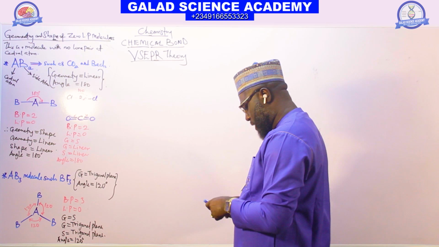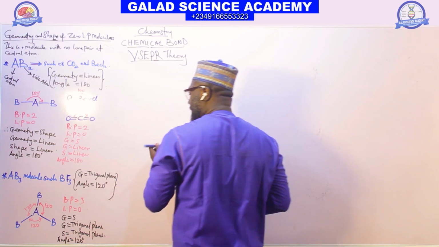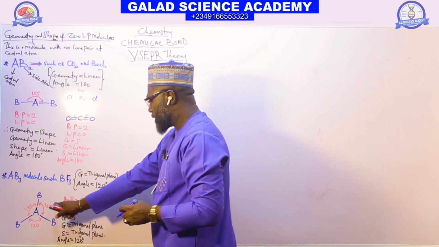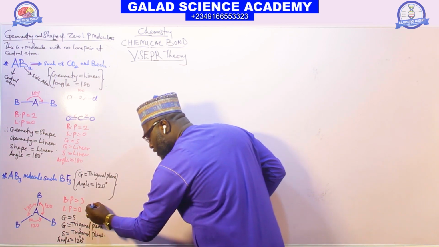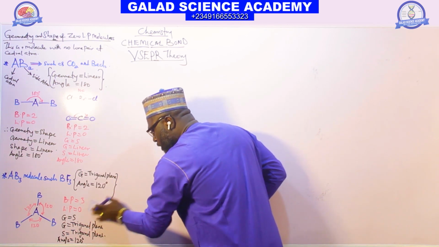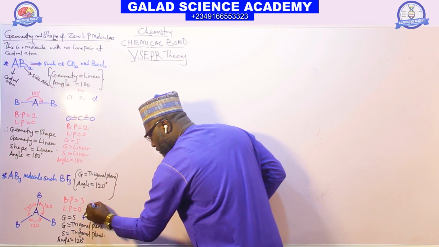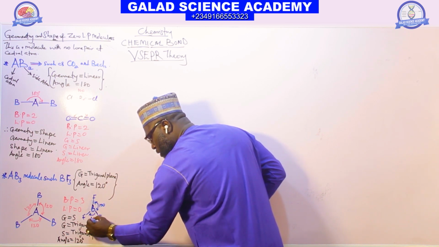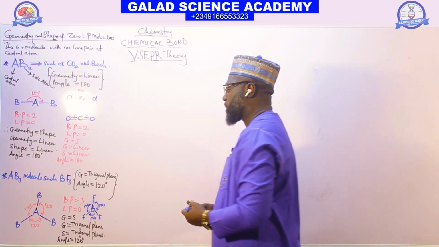So the next thing is, let us look at a molecule of AB3. BF3 is a case study. If you draw the molecule of BF3, it will give you something like this shape: B, F, F, F. The angle here is 120, 120, 120.